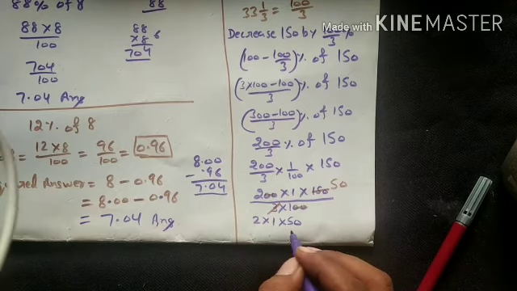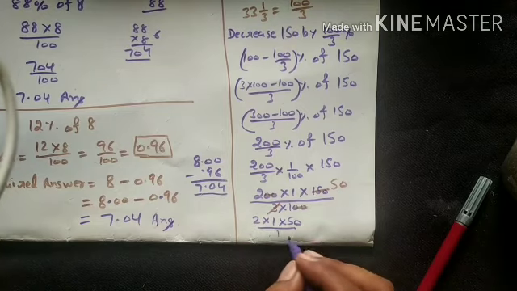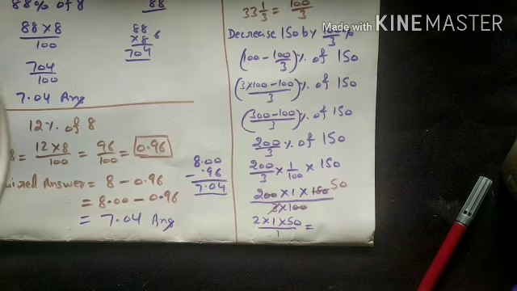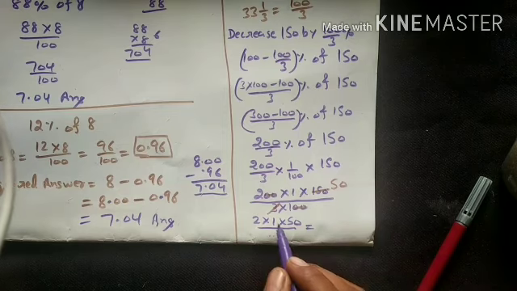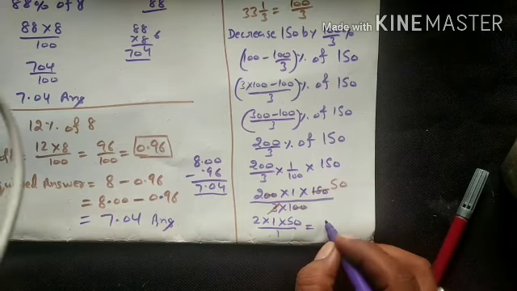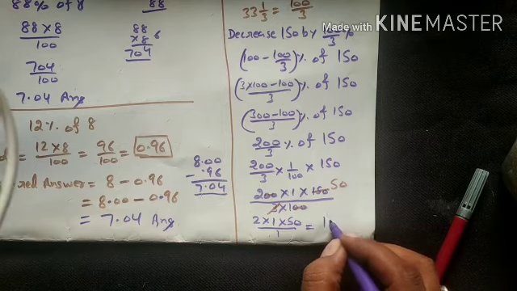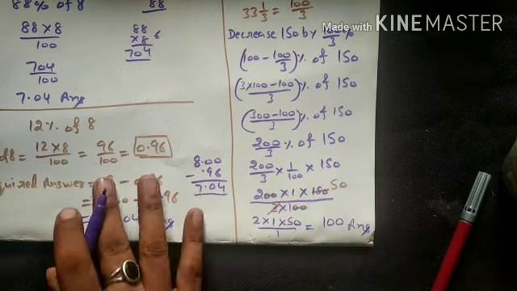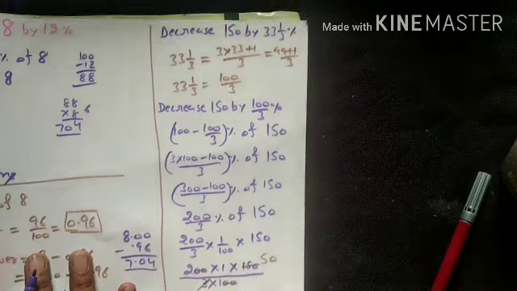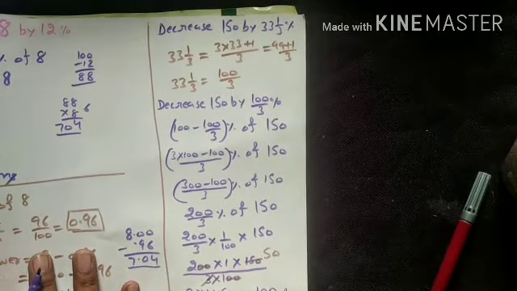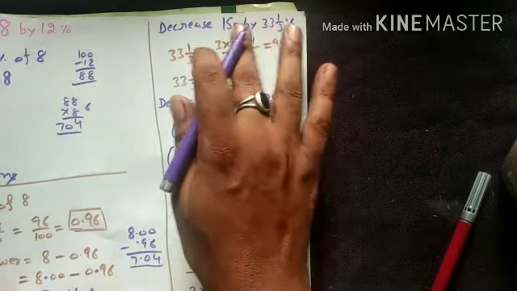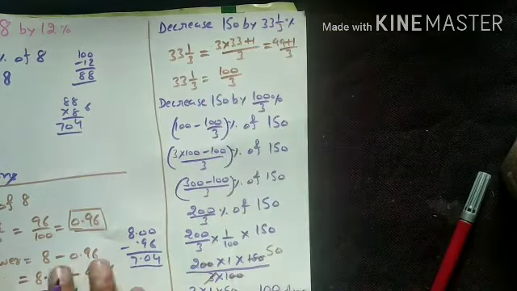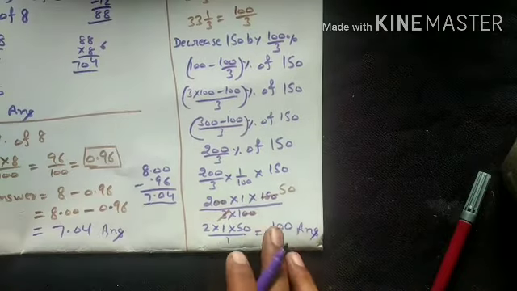Over 1 has no significance, so I will ignore this. The answer is 2 multiply 1, 2, and multiply 50, that is 100. Okay student, so my answer is 100. So in this way you can see that if I decrease 150 by 33 and 1 by 3%, then my answer is 100.